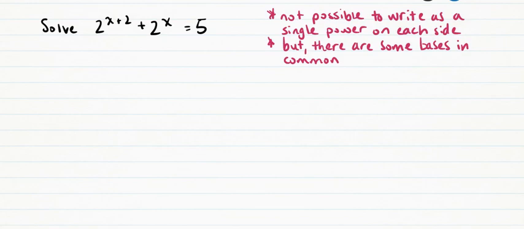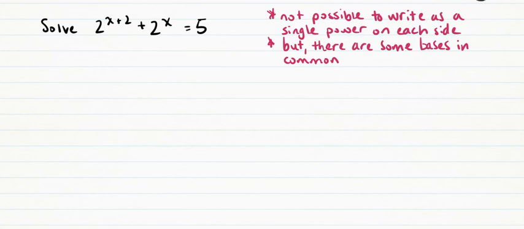Okay, here's another example of an exponential equation. In this case, it's not possible to write as a single power on each side because of this extra constant value of 5 that we have in the equation. So although there are some bases that are in common, in this case we have two powers with a base of 2, I can't write as a single power on each side. I also don't have an exponent law for adding powers that have the same base. There's an exponent law for multiplying and for dividing powers with the same base, but not for addition. So I need a different strategy here.